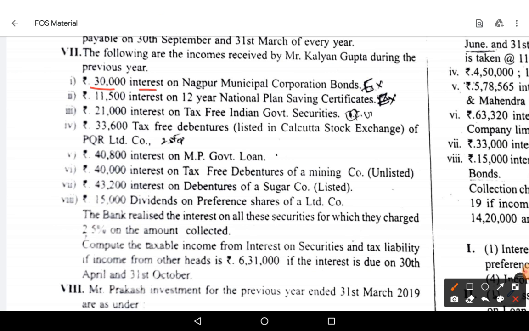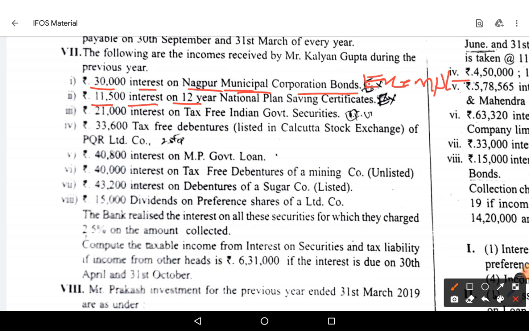30,000 interest on Nagpur Municipal Corporation. Nagpur Municipal Corporation and Ahmedabad Municipal Corporation, these two are exempt securities. So it is exempt. We need to write that it is exempt.